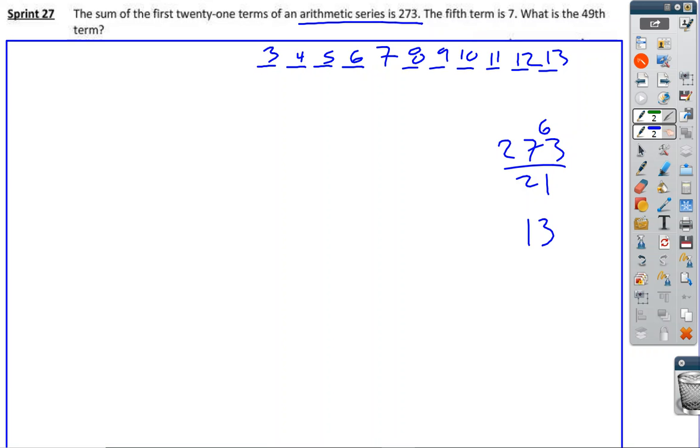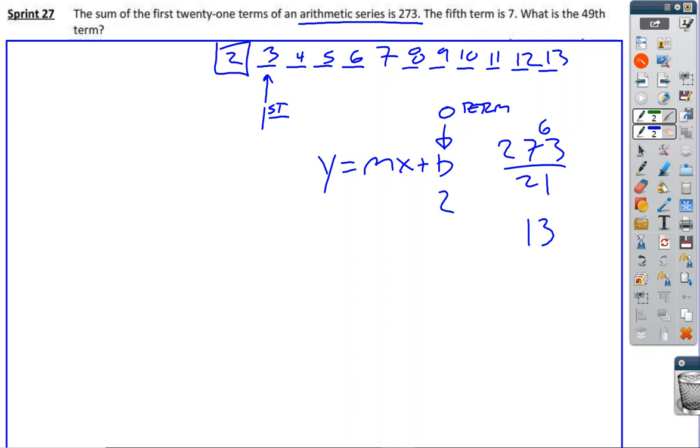But here's the trick. This number right here is the first number in the sequence. If I'm looking at y equals mx plus b, this b value is the 0 term. So I need to go back one more, and so I know the 0 term, that y-intercept, is in fact 2. And my slope is 1, and I want the 49th number, so we have 49 plus 2 is 51.